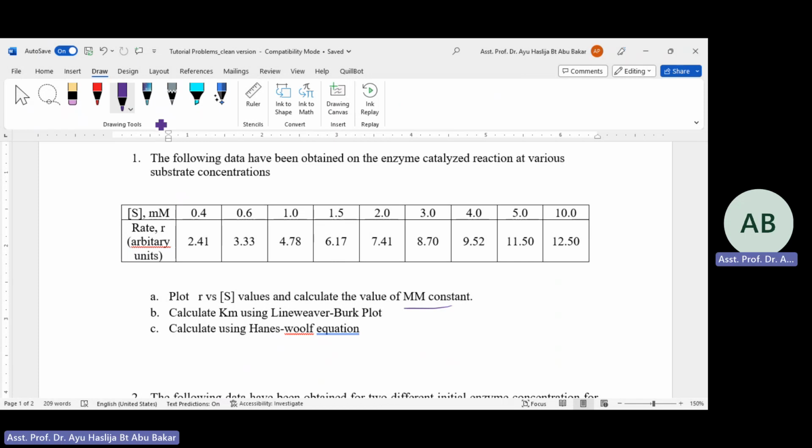MM constant, Michaelis-Menten, you will need to plot V versus S. So here, the rate uses the letter R. By right, this rate is the V. In the previous slide, for rate we used V. In this question, it used the R. So V versus S, you need to plot this. From here, plot V versus S. Try to plot. Manual plotting should be enough. How is the trend that you get?